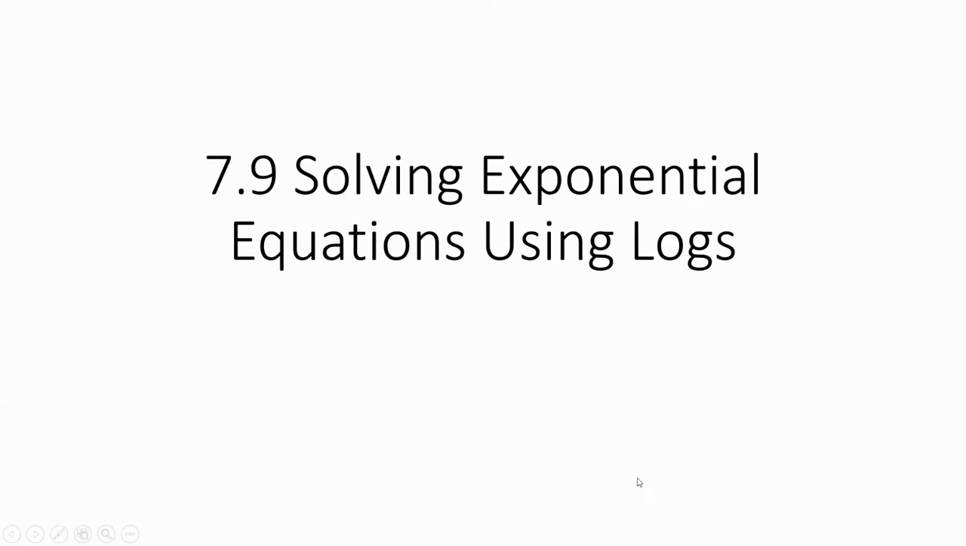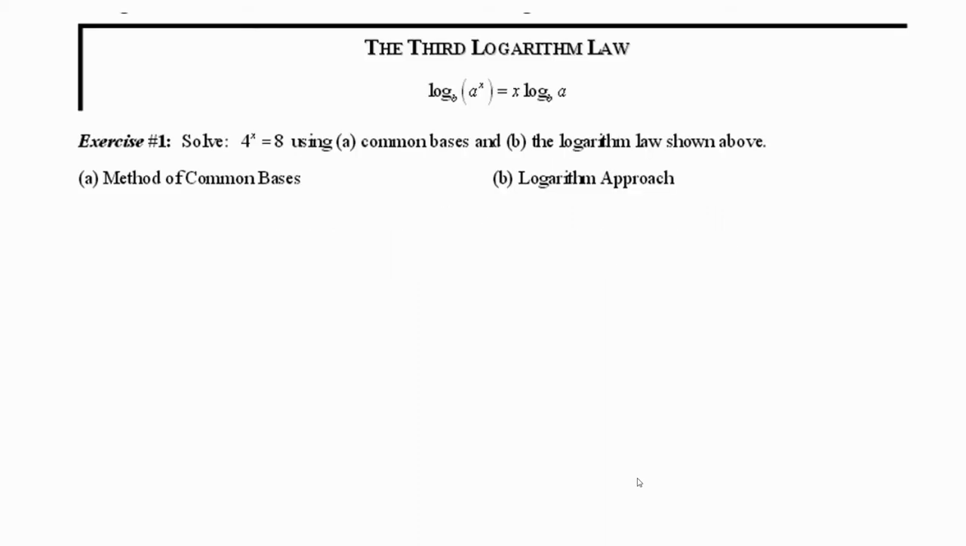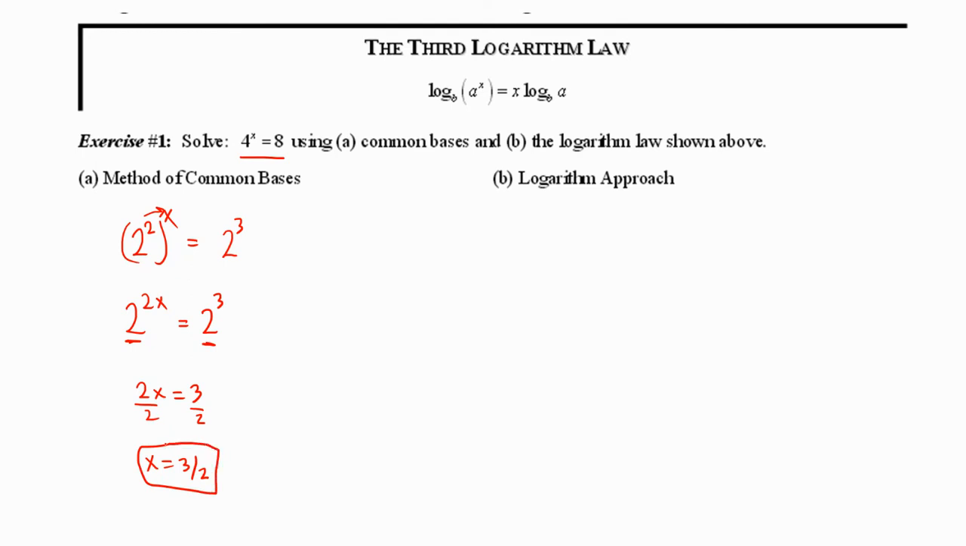Right, in this video we're going to go through how to solve some exponential equations using logs. Back when we had some of the easier ones, we used the method of common bases, where we change 4 into 2 squared and 8 into 2 cubed so that we get the same base, and then we distribute this exponent, so we get 2 to the power of 2x equals 2 to the power of 3. Now the bases don't matter. We can get rid of them and say 2x must be equal to 3. So I divide by 2, so x must be equal to 3 halves, or 1.5.